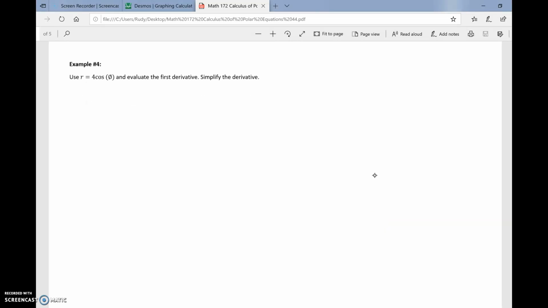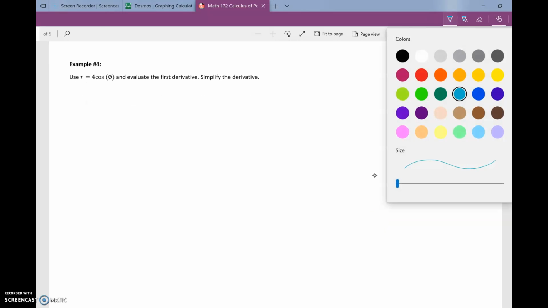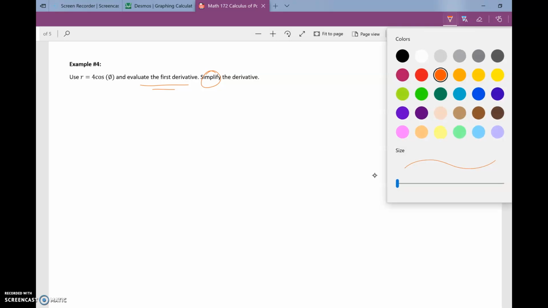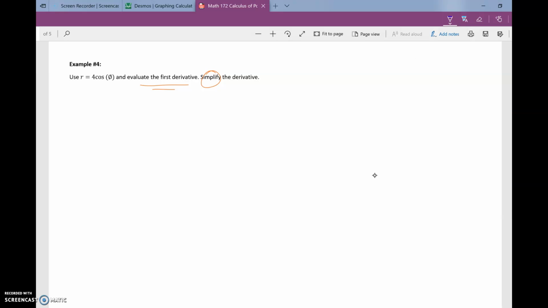Hi class, let's take a look at example 4. In example 4, what they're asking us is to evaluate the first derivative, and then they do want us to simplify the answer. So let me just actually rewrite it as, well, using r is equal to 4 cosine of theta.